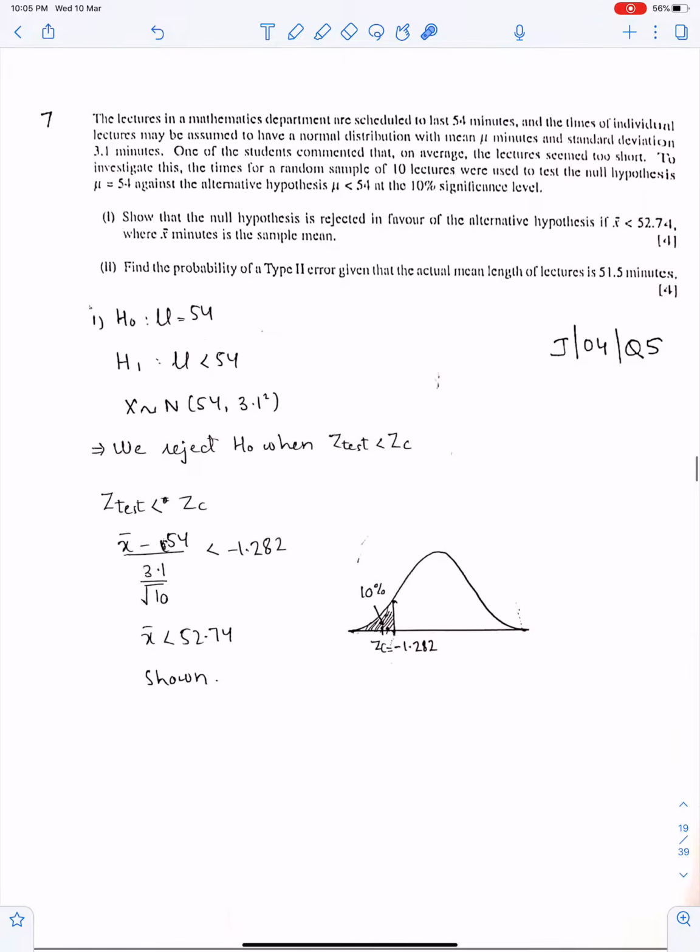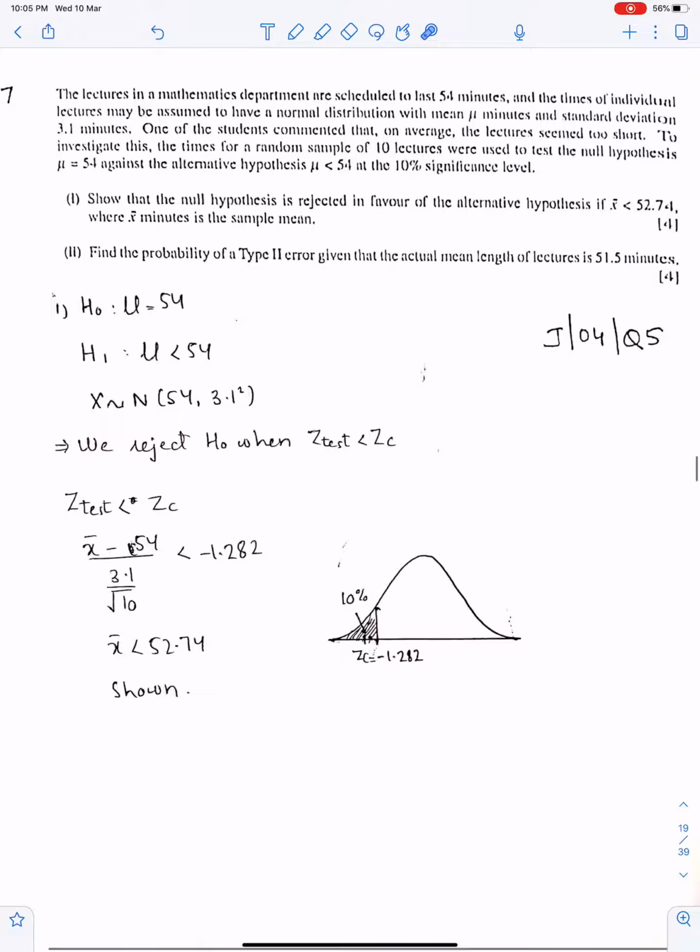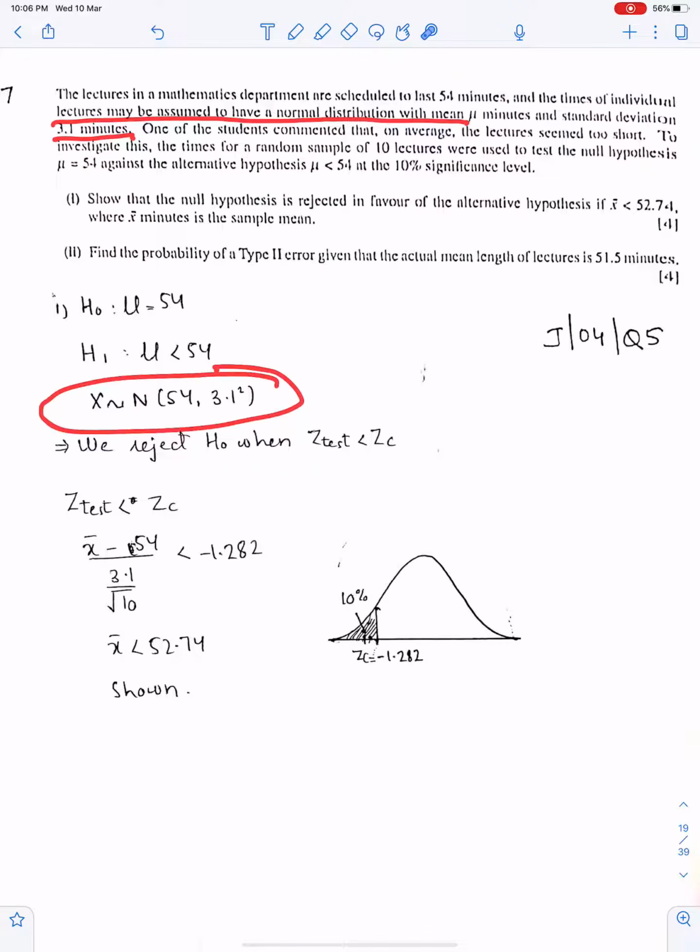Again, we have a normal distribution question. The lectures in the mathematics department are scheduled to last 54 minutes. This is mu, H0. And the times of individual lectures may be assumed to have a normal distribution with mean mu, standard deviation 3.1. This is the case of sampling. This mu is here.